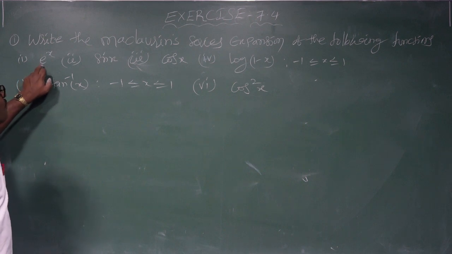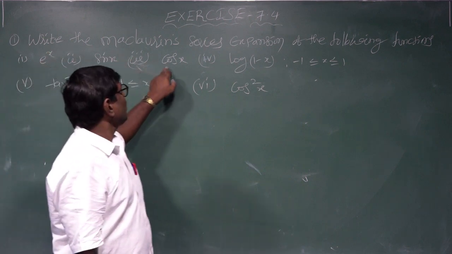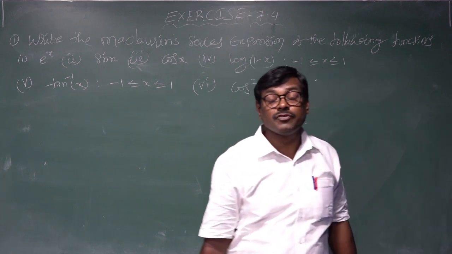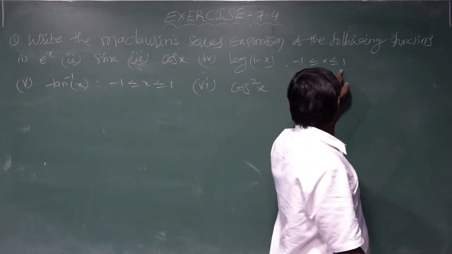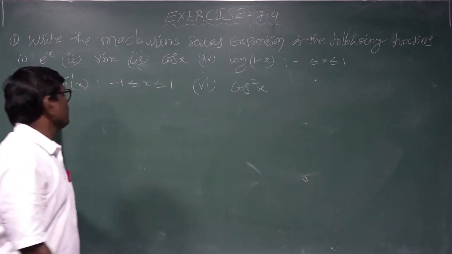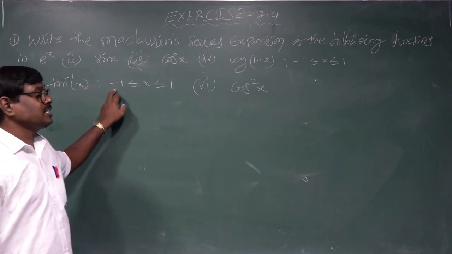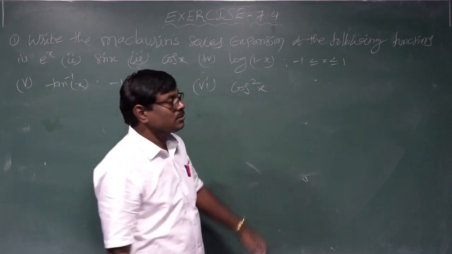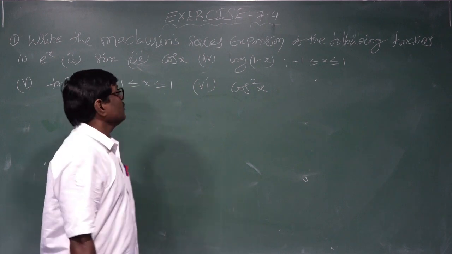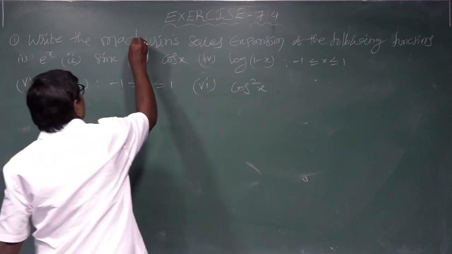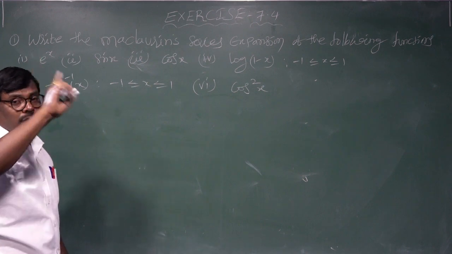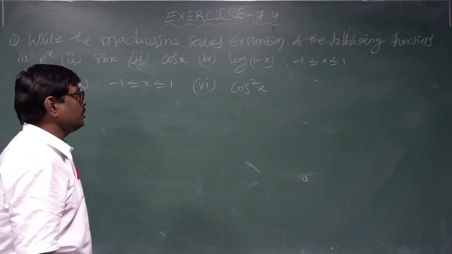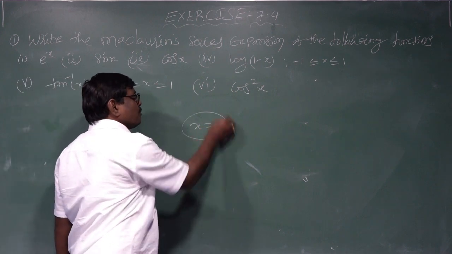The problems are e power of x, second sin x, third cos x, fourth log of 1 plus x with interval minus 1 less than x less than or equal to 1. Next, the fifth problem is tan inverse x, with minus 1 less than or equal to x less than or equal to 1. The sixth problem is cos square x. In all six problems, the Maclaurin series at x equal to 0 is mentioned.